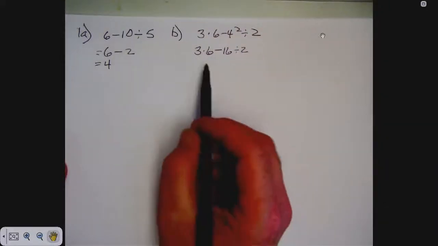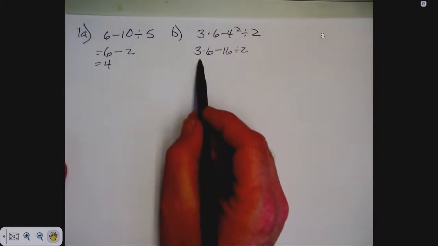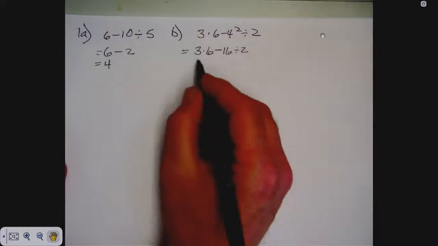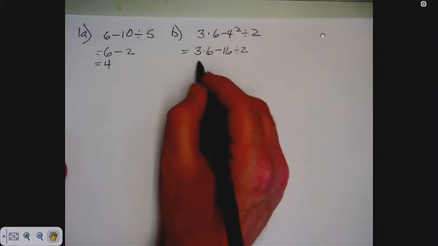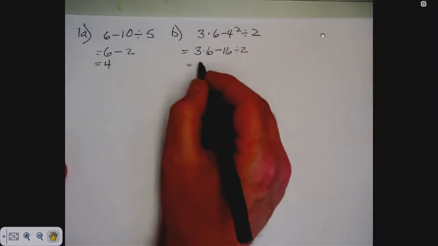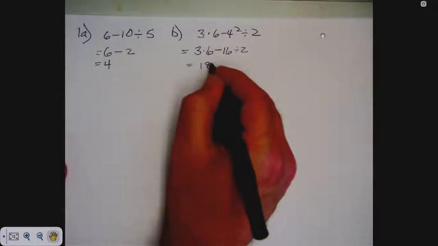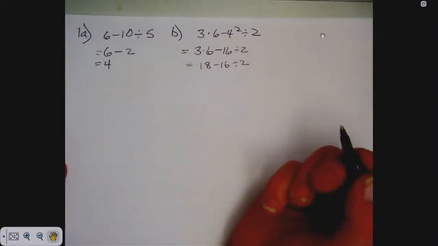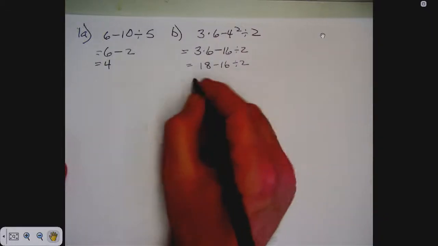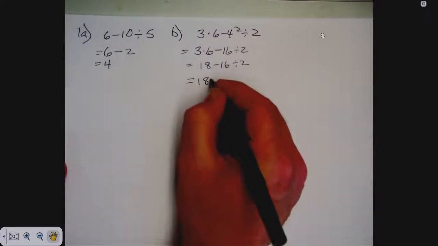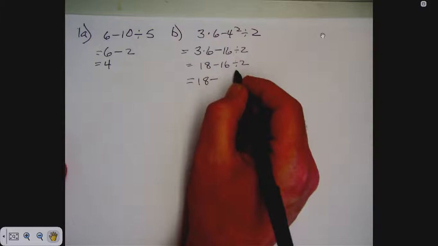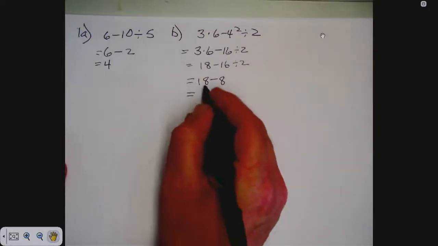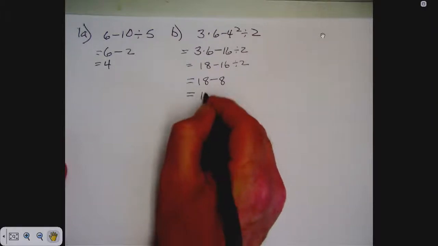I then have some multiplication, subtraction, and division. I'm going to do my multiplication next because it's first going from left to right before division. And so I have 18 minus 16 divided by 2. I'm going to do my division next. So 16 divided by 2 is 8, and 18 minus 8 is 10.